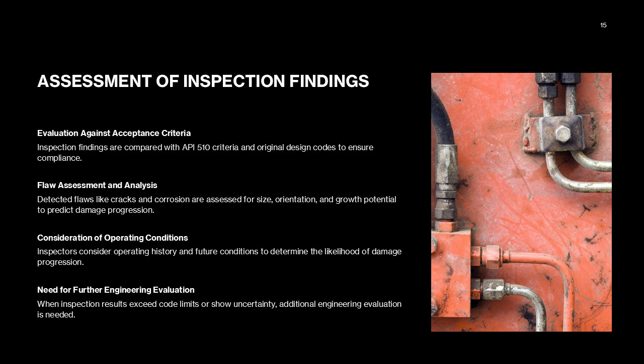Detected flaws, such as cracks or areas of localized corrosion, are assessed for size, orientation, and growth potential. Operating history and future service conditions are considered to determine whether the damage is likely to progress. When inspection results indicate that code limits are exceeded or that uncertainty exists regarding continued safe operation, further engineering evaluation is required. Accurate assessment is essential to ensure that decisions are technically sound and defensible.